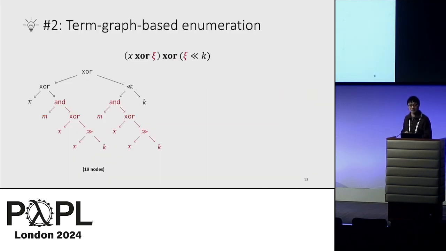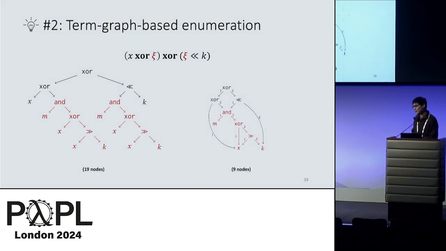The second one is term graph-based enumeration. So look at the solution. We have the Xi, which is a commonly used subexpression. In the tree representation, it makes the tree really large. This is quite common. You see many common subexpressions because for bit vectors, you don't really have functions, so if you have some common components, you have to repeat them. But if we use a term graph representation, you just have one single copy of the common shared subexpressions. That makes the representation much more compact.